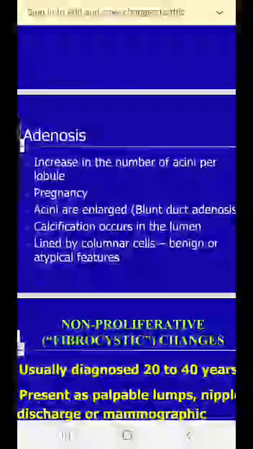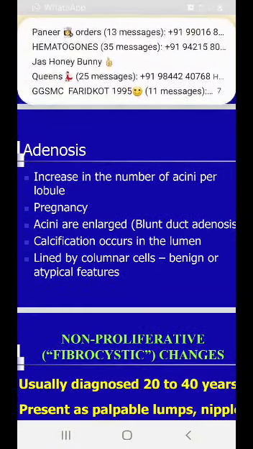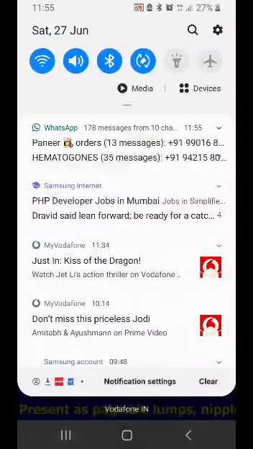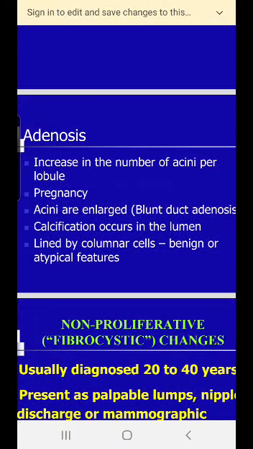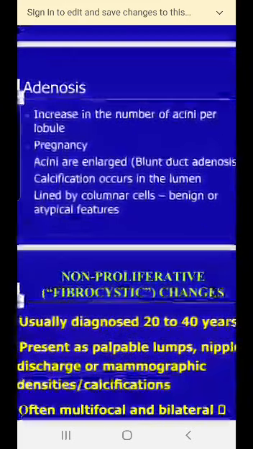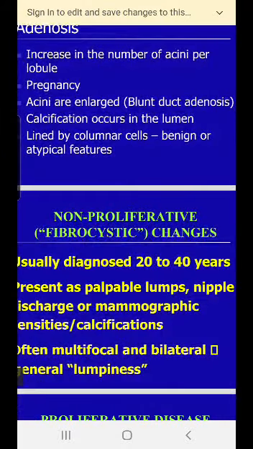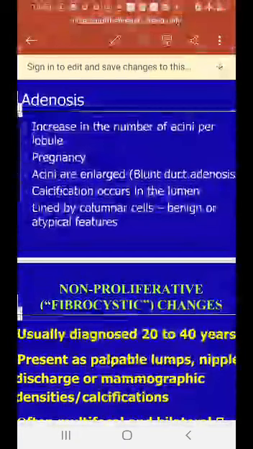Now adenosis, as I've shown you the picture, what is adenosis? It is nothing but the increase in the number of acini per lobule. You have seen this before. There are lobes, then we had lobules, and then we had acini. So in a lobule, there's an increase in the number of acini. This might happen in pregnancy, this might happen in fibrocystic disease. The acini are enlarged. In blunt duct adenosis also, we are able to see an increased number of acini and calcification, and they may be lined by columnar cells, with benign or atypical features.